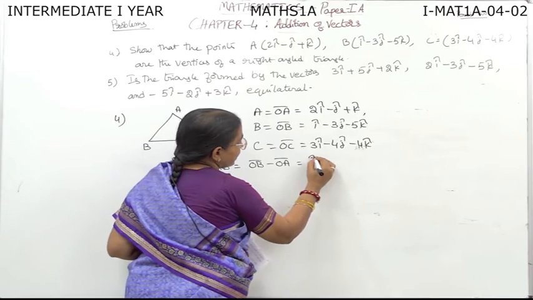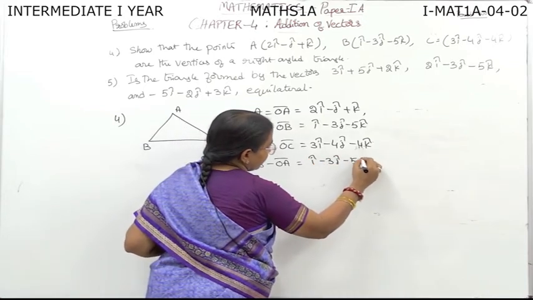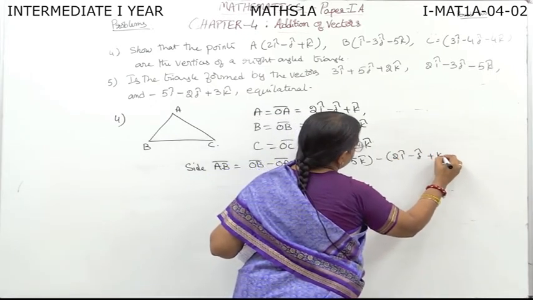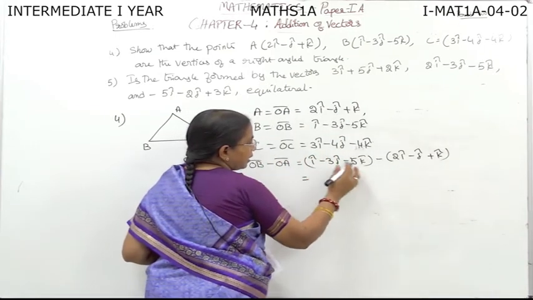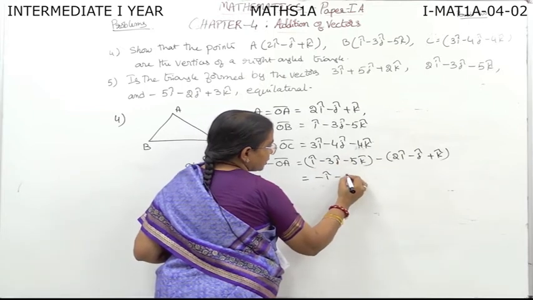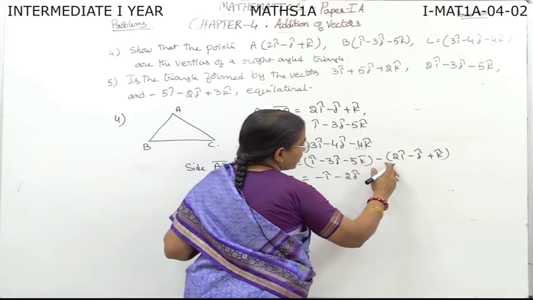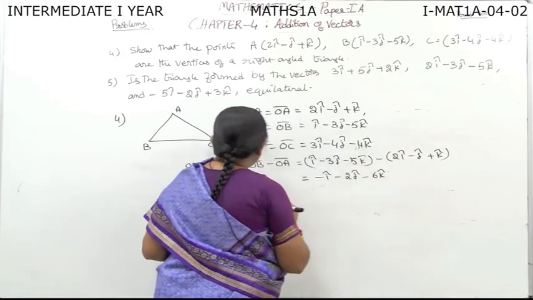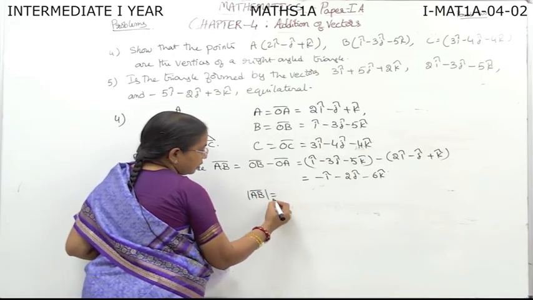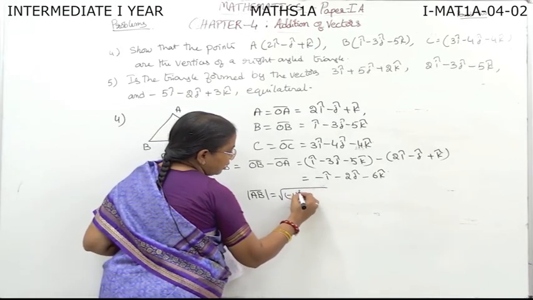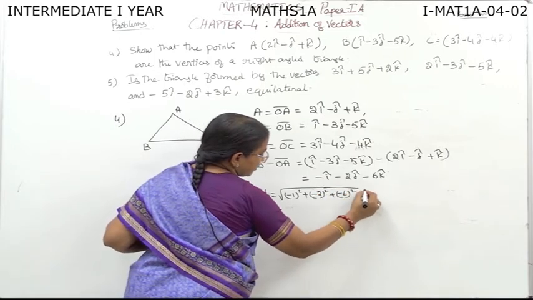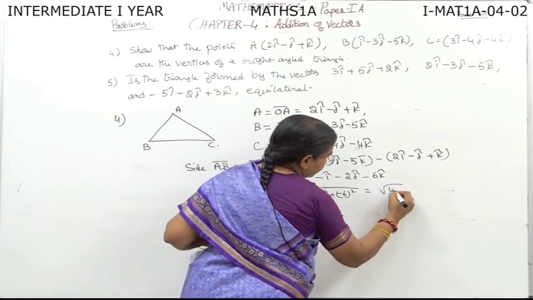Subtract. OB means i minus 3j minus 5k minus of 2i minus j plus k. So when you subtract, it is i minus 2i means minus i, and then minus 3 plus 1 is minus 2j, and then minus 5 minus 1 is minus 6k. So this is AB. Now you find the length of AB, mod AB. That is root of minus 1 square plus minus 2 square plus minus 6 square. So that is root 41.